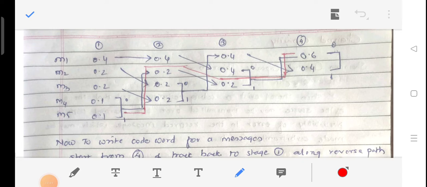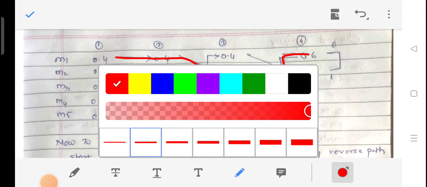See, for M1, my M1 is traveling from point 4, then this point 2, then from here to here. Now, to write the code word, sorry, this is not the path for M1. For M1 the path is this, point 4, then this and this. So if we follow the reverse path, what am I getting in the reverse path?